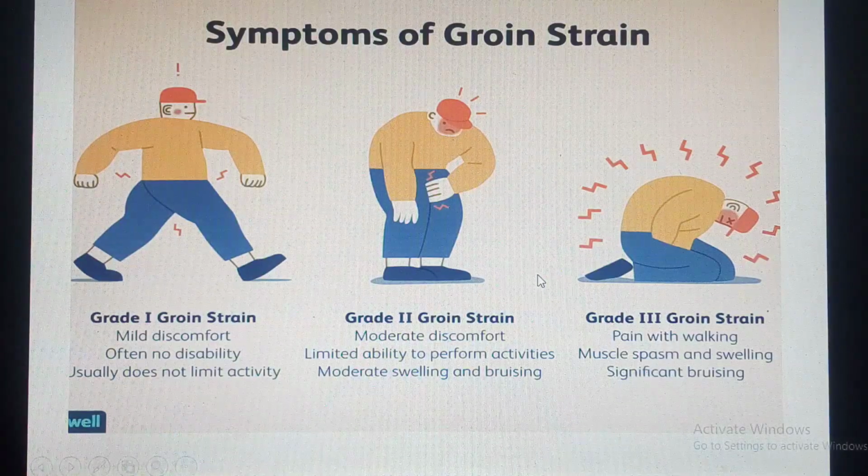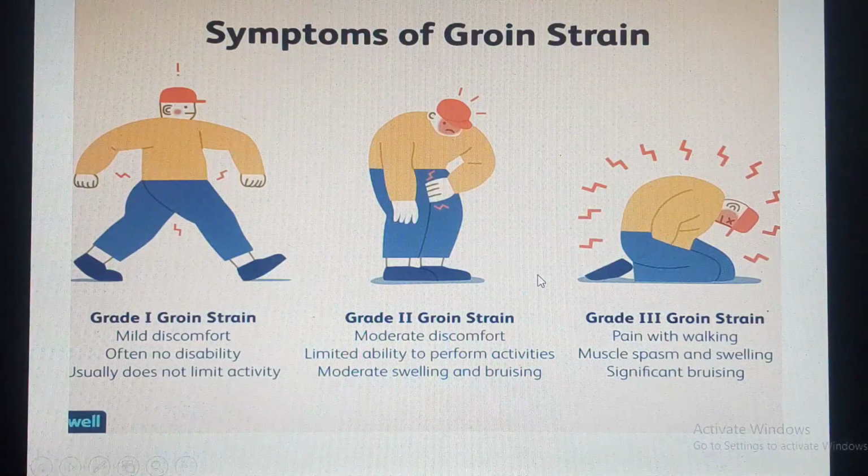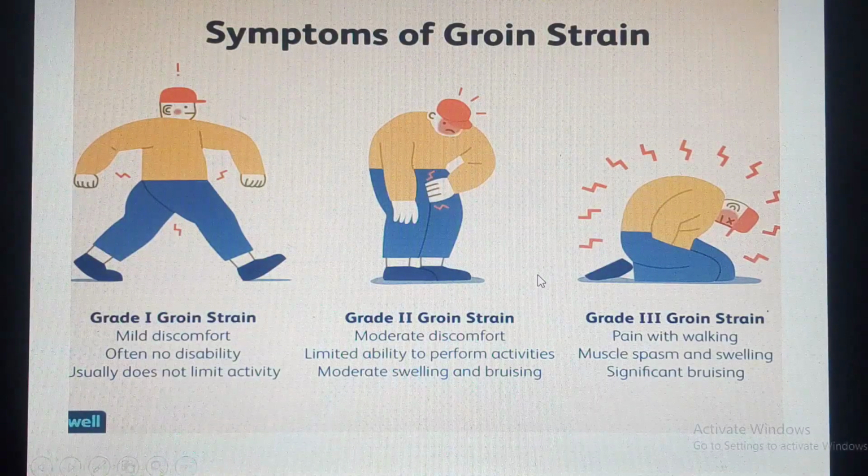So generally this one will happen when there's sudden movement by an individual. If there's sudden movement, it will cause that kind of acute strain in the groin area. That is what we are going to see, especially when you are kicking a ball or when you suddenly twist. Generally, extreme stretching will cause a tear to any of these muscles in the medial compartment of the thigh.